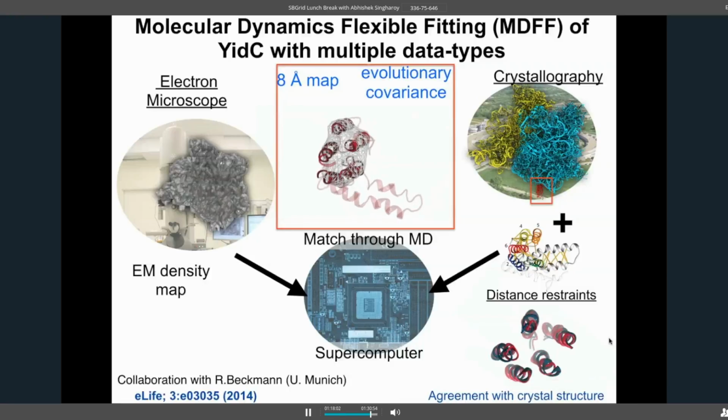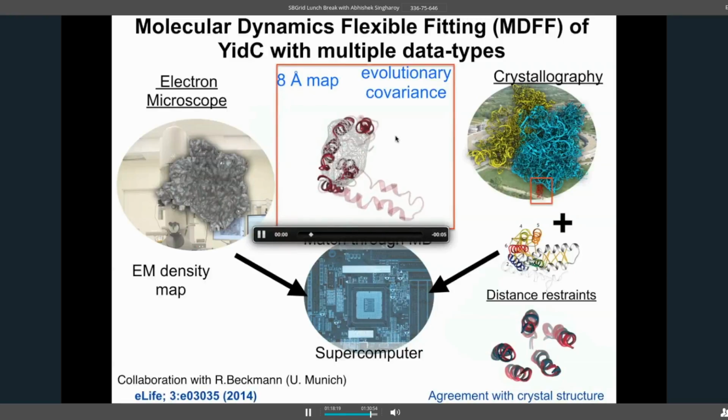In the presence of the ribosome, the protein changes its tertiary structure a bit, which we managed to capture, and there's a biological reason for that. But the good thing was, the initial model was completely guessed here. It was an evolutionary covariance model on which we only had some information about certain distances, and we had a map that was also not a very high resolution map.